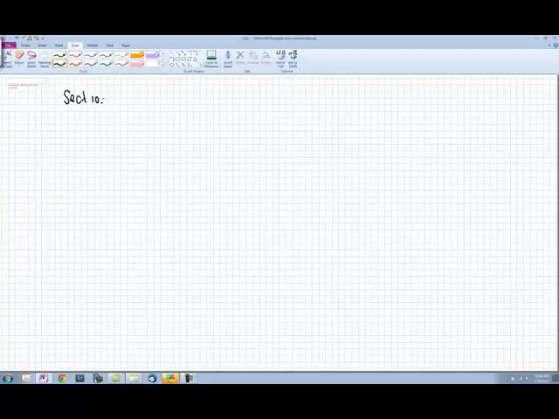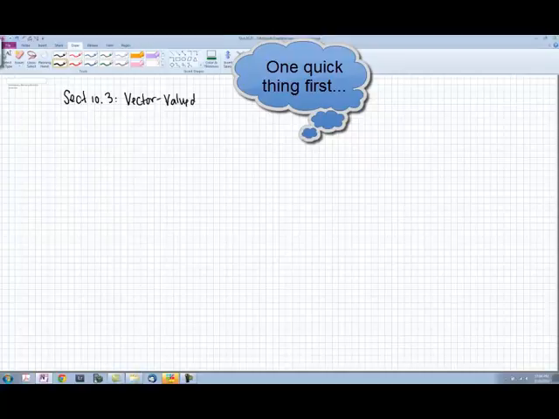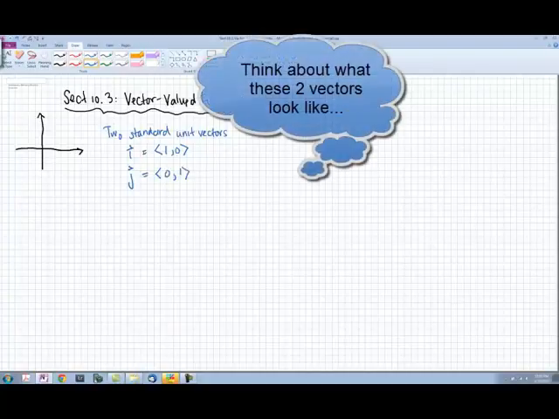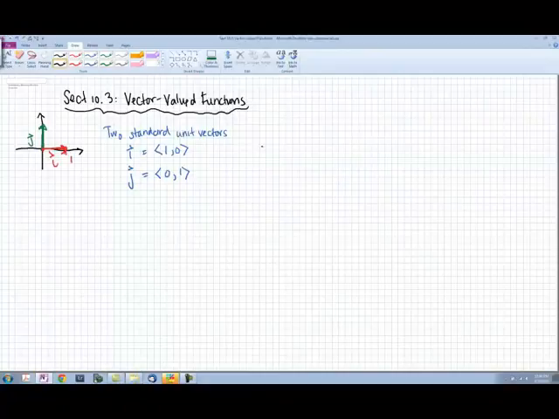So section 10.3, vector valued functions. We actually have something called two standard unit vectors, and those are vectors i and j. So vector i is 1, 0, and vector j is 0, 1. They're both unit vectors, meaning length 1. What this is going to allow us to do is write any vector, ab, in component form.